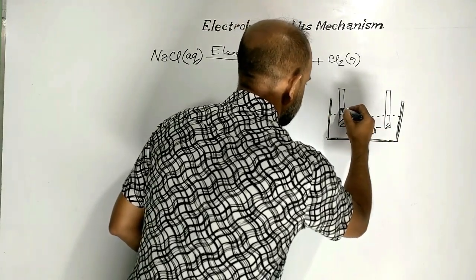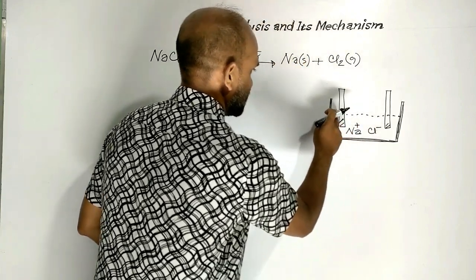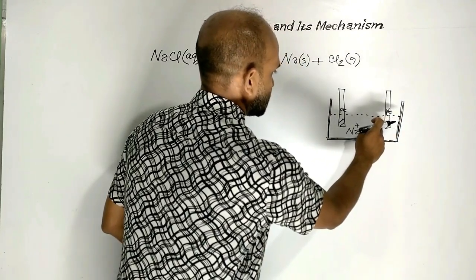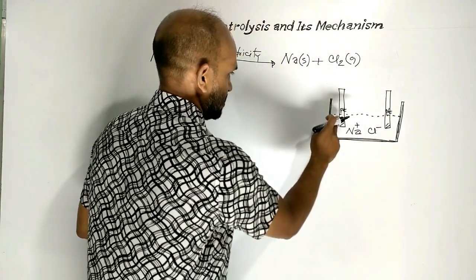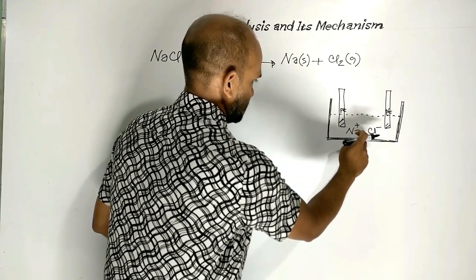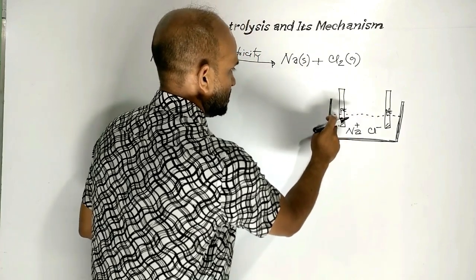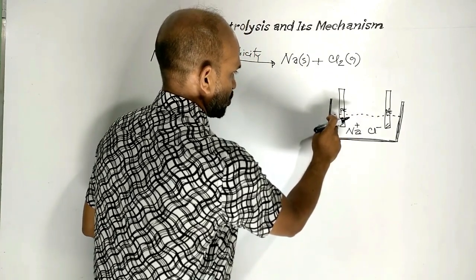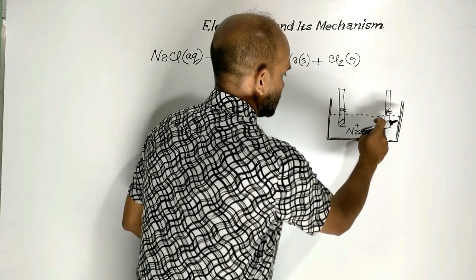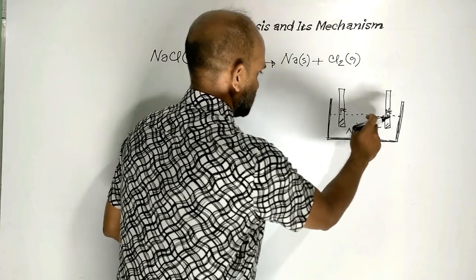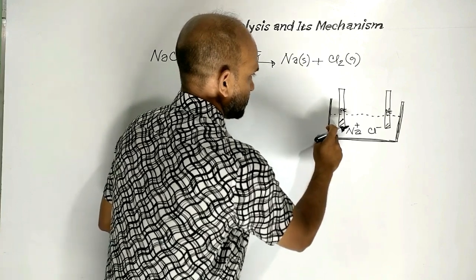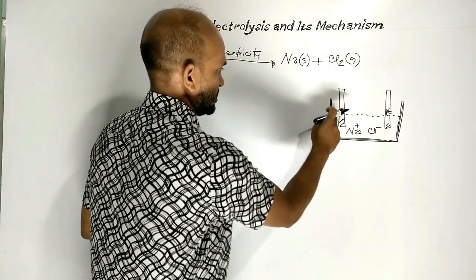Metallic strips of inert metal like platinum. Inert metal is used here. Otherwise, this might react with this solution, with this electrolyte. For this reason, inert metal is used as electrodes here. So the question is, why is inert metal used here? The answer is to avoid unexpected reactions.